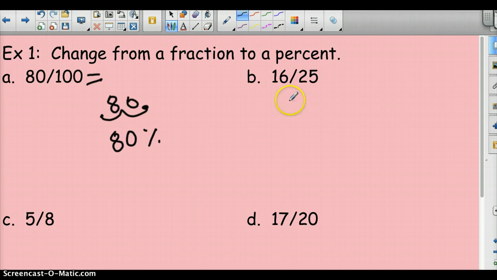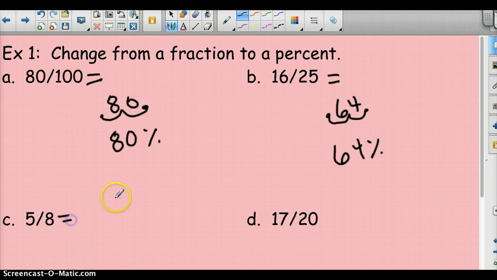Let's try another one here. 16 divided by 25. Take your calculator. Take 16 divided by 25. It will produce an answer of 0.64. Once again, this is converted to a decimal. We then need to move this decimal point 1, 2 spots to the right, making it 64%. Really easy move going on there.